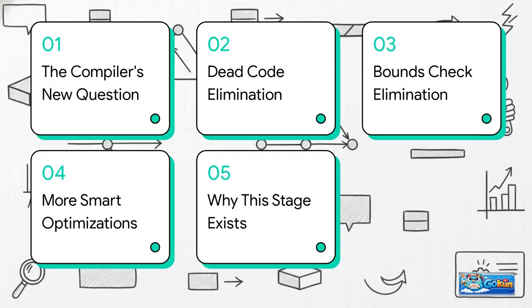So here's how we'll break it down. First, we'll talk about that shift in the compiler's mindset. Then we'll get into the real meat of it: dead code elimination and bounds check elimination. We'll touch on a few other cool optimizations, and then we'll wrap it all up by understanding why this all happens at this exact stage in the compilation process.